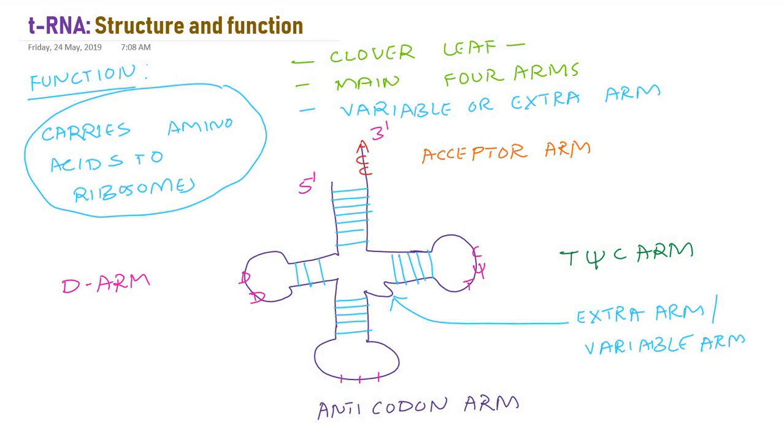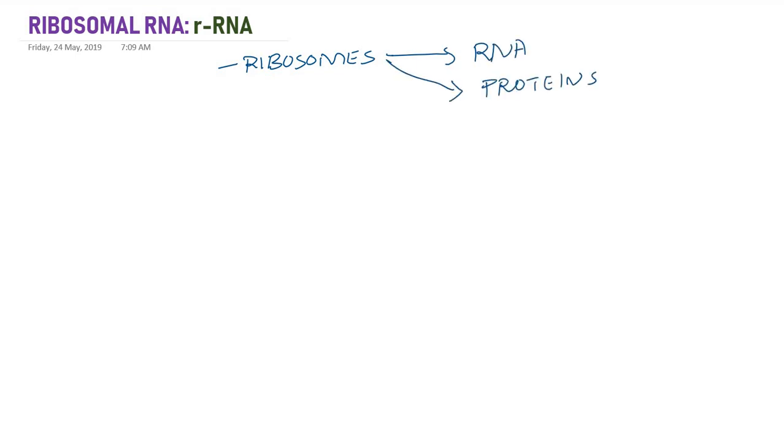The next important major RNA is ribosomal RNA, or rRNA. The name suggests that it is present in the ribosomes. We all know that ribosomes are subcellular particles present in the cytoplasm. When they are present on the endoplasmic reticulum, we call it rough endoplasmic reticulum. Ribosomes are made up of RNA and protein. So ribosomes are nothing but a combination of RNA and protein, so we can call them nucleoprotein.